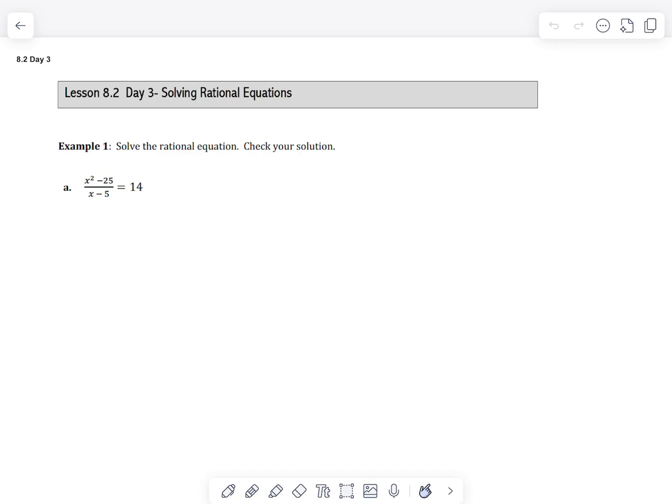All right, this lesson is on solving rational equations. Here's our first example. We want to solve this rational equation and then make sure we check our solution.